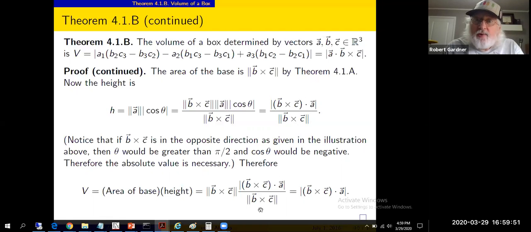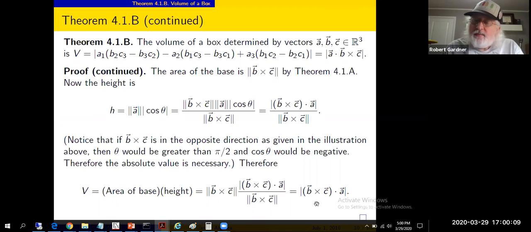Now you see why we wanted to do what we did. It allowed us to introduce the dot product. We get cancellation here, and we get the absolute value of B cross C dot A. And that's what was claimed, right? Well, they've reversed the order on the dot product here. We do have commutativity on dot products.